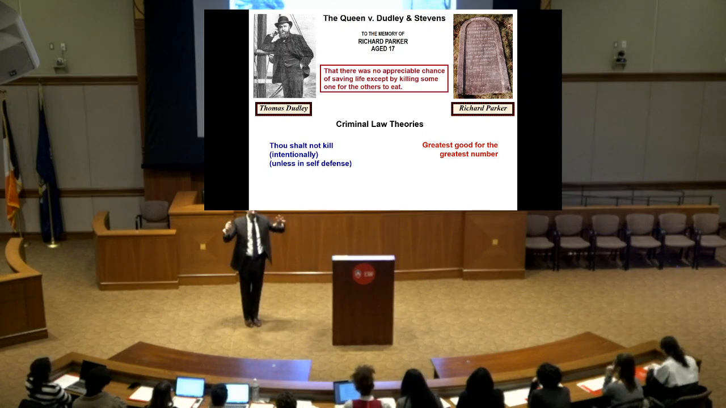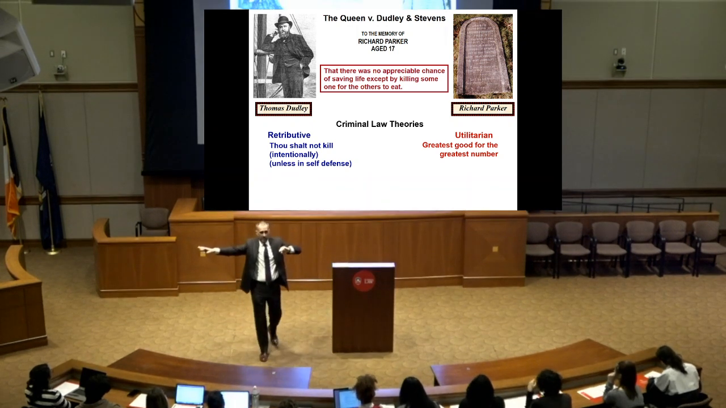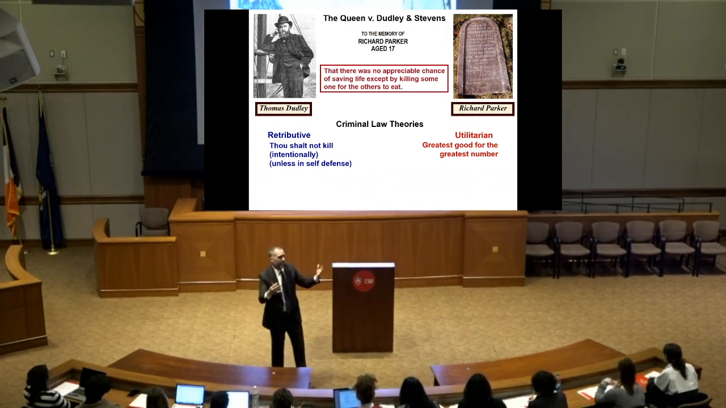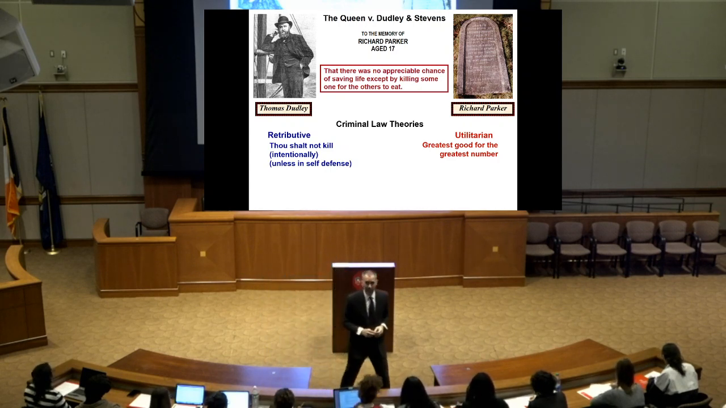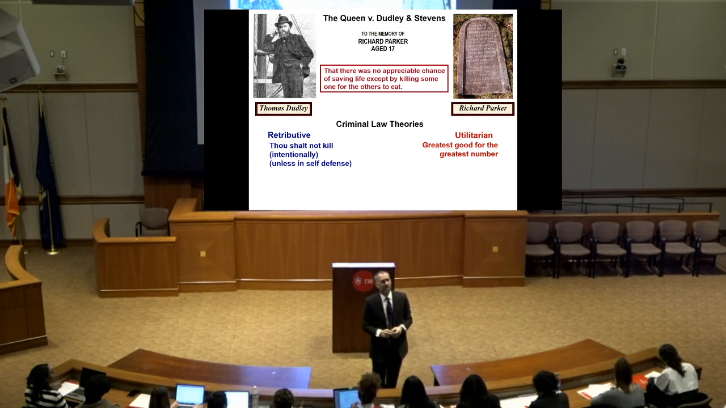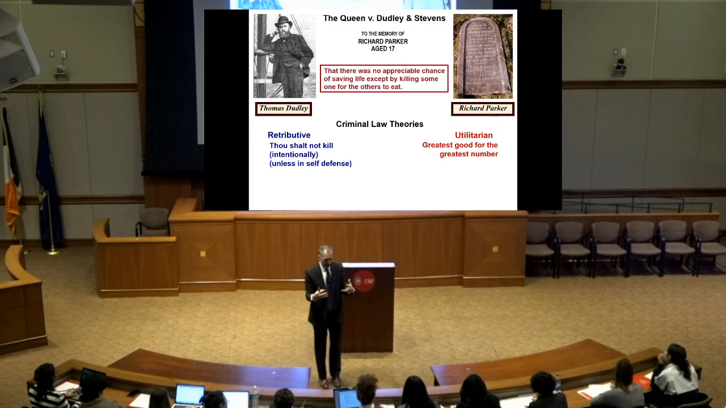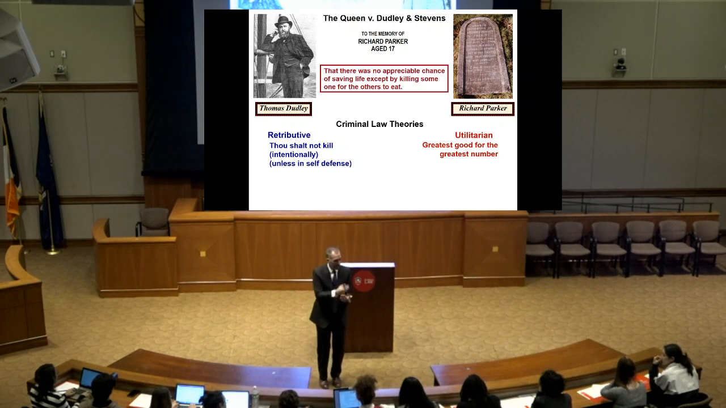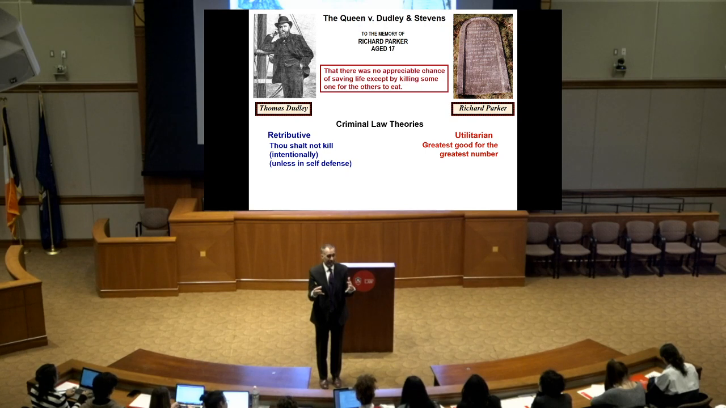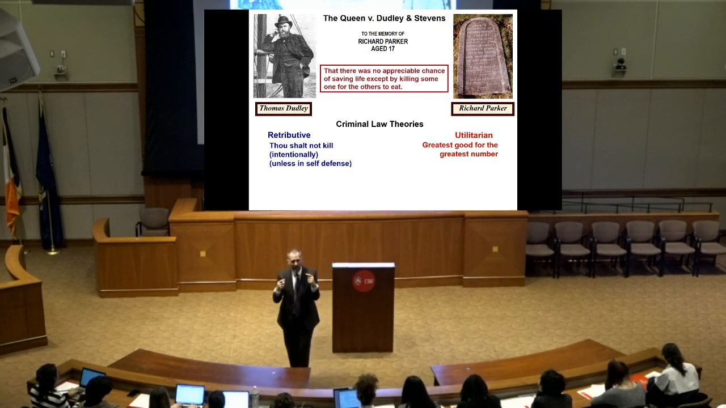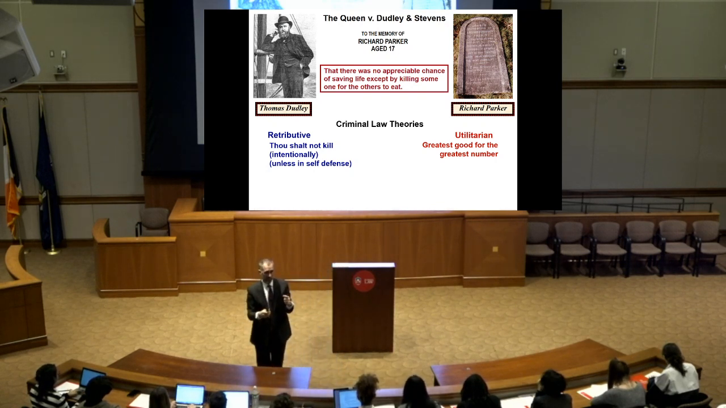The theories underlying these two types of arguments are retributive theories and utilitarian theories. If we were to connect this to philosophy, retributive theories go back to Immanuel Kant, 17th, 18th century Enlightenment philosopher, who spelled out a theory of just deserts. When someone commits a wrong, they deserve to be punished. And just deserts doesn't come from ice cream. It comes from getting what you deserve. No more, no less.